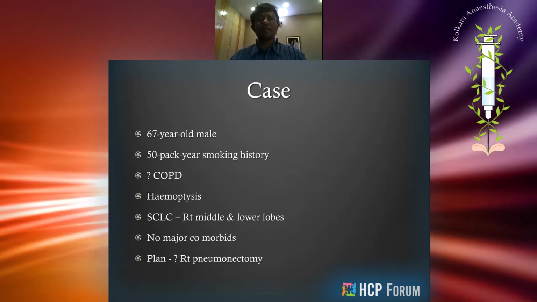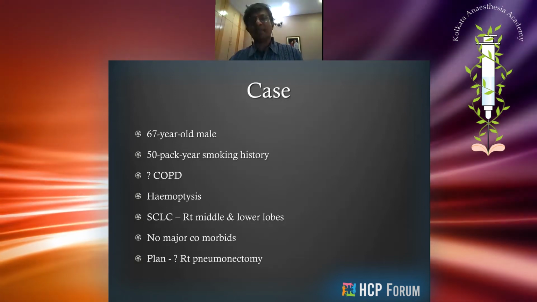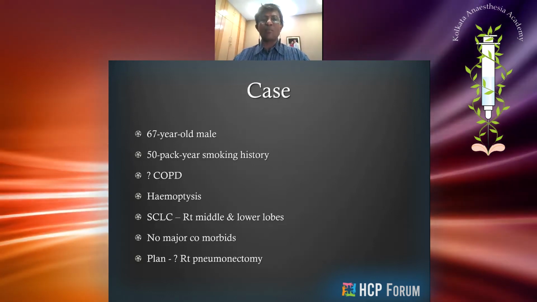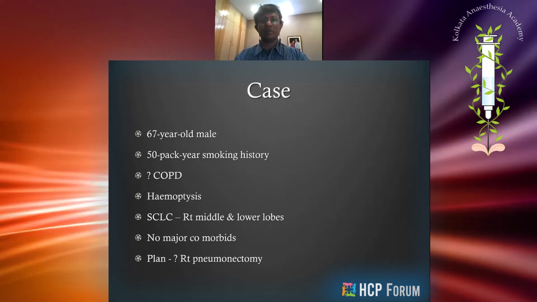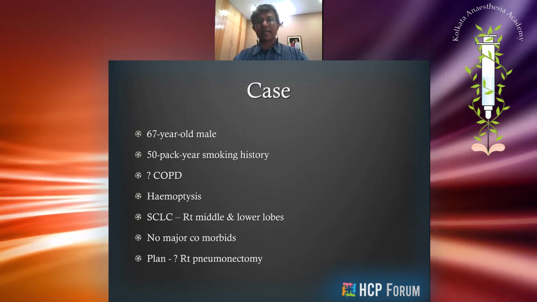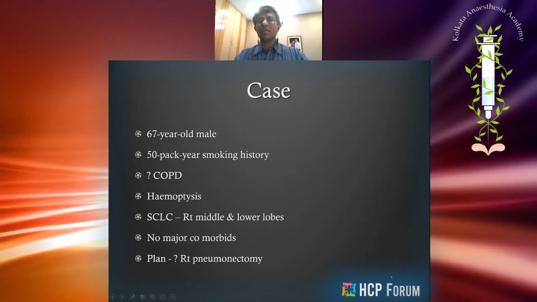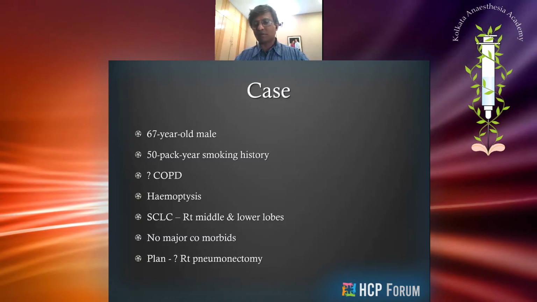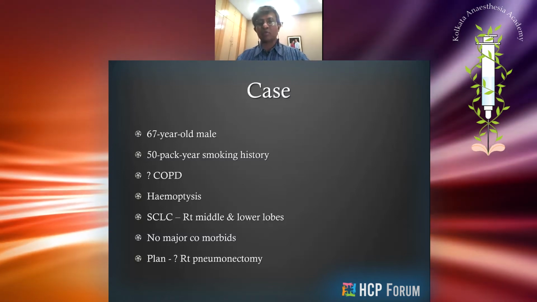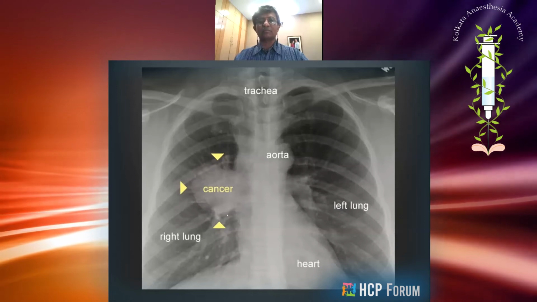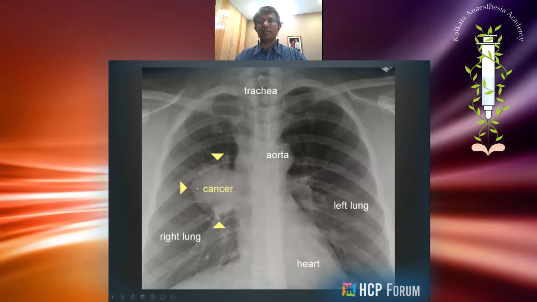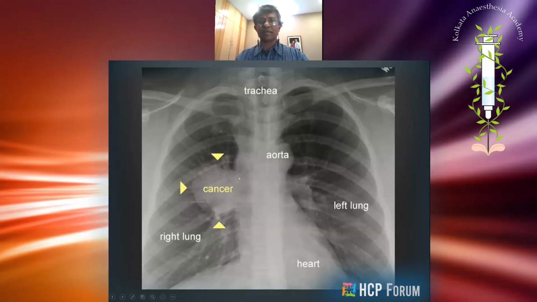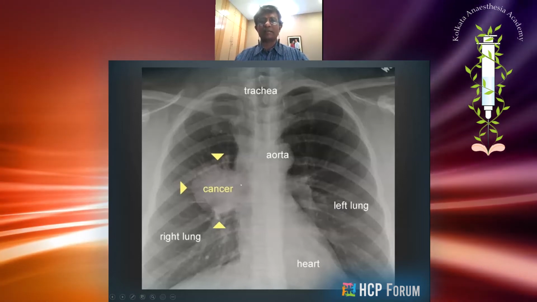We'll talk about a 67-year-old man who had a 50 pack year smoking history with a background of COPD, presented with hemoptysis. The diagnosis was small cell lung cancer of the right middle and lower lobes, no other significant comorbidities, and the plan was the mother of all thoracic surgeries, the right pneumonectomy. This is how the lesion looked on the chest x-ray, the right middle and lower lobe. As this was close to the carina, the plan was a right pneumonectomy.